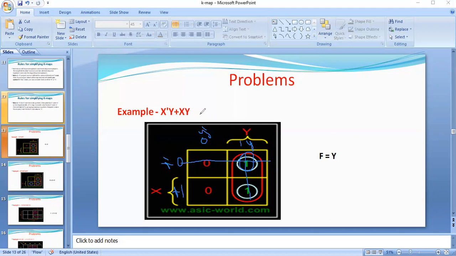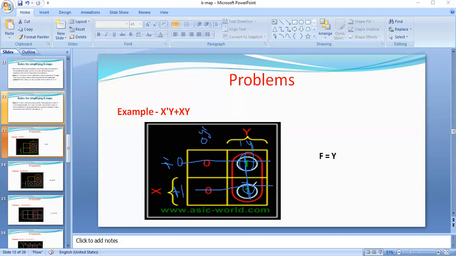And next step, XY. So X is here and Y is here. Where these two lines coincide, in this position, we have to represent it as 1.